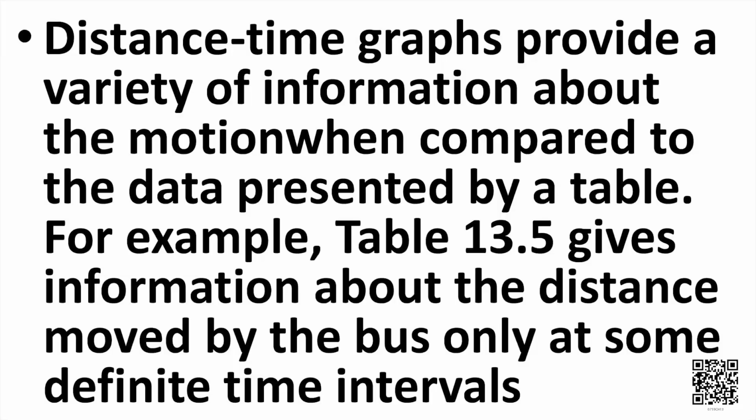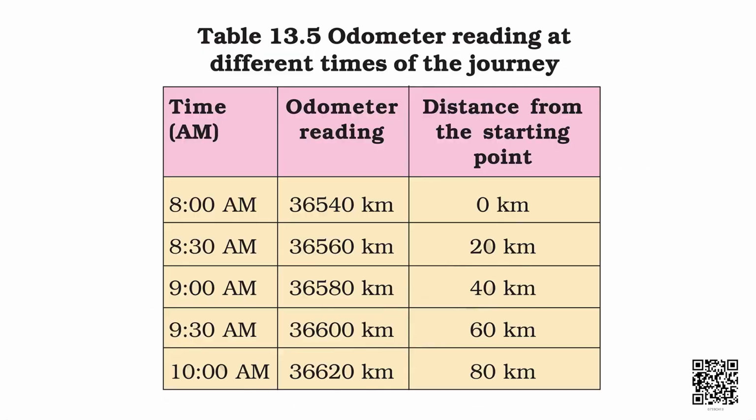Also students, distance time graphs provide a variety of information about the motion when compared to the data presented by a table. For example, table 13.5 gives information about the distance moved by the bus only at some definite time intervals. On the other hand, from the distance time graph, we can find the distance moved by the bus at any instant of time. Suppose we want to know how much distance the bus had travelled at 8:15 am.